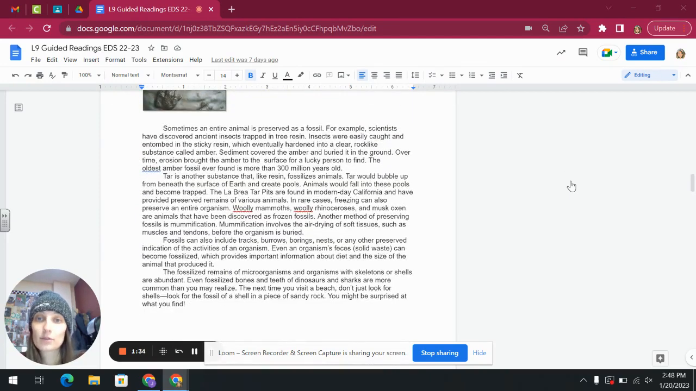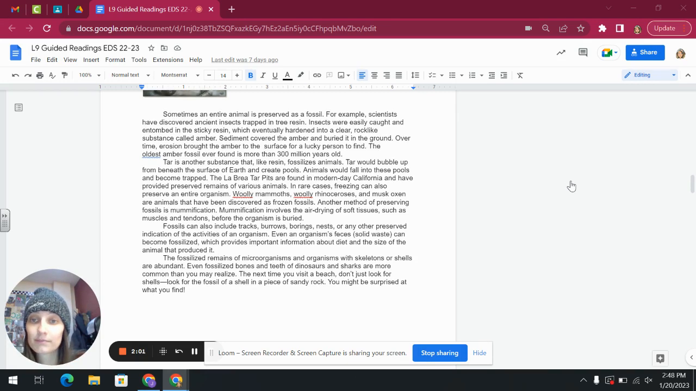Sometimes the entire animal is preserved as a fossil. For example, scientists have discovered ancient insects trapped in tree resin. Insects were easily caught and entombed in the sticky resin, which eventually hardened into clear rock-like substances called amber. Sediment covered the amber and buried it in the ground. Over time, erosion brought the amber to the surface for a lucky person to find. The oldest amber fossil ever found is more than 300 million years old.